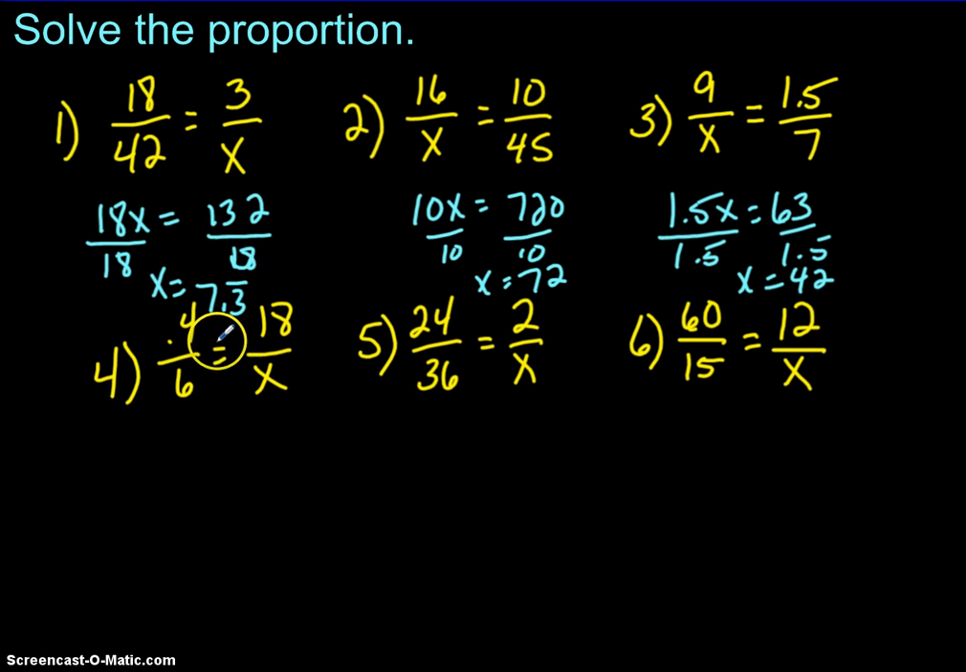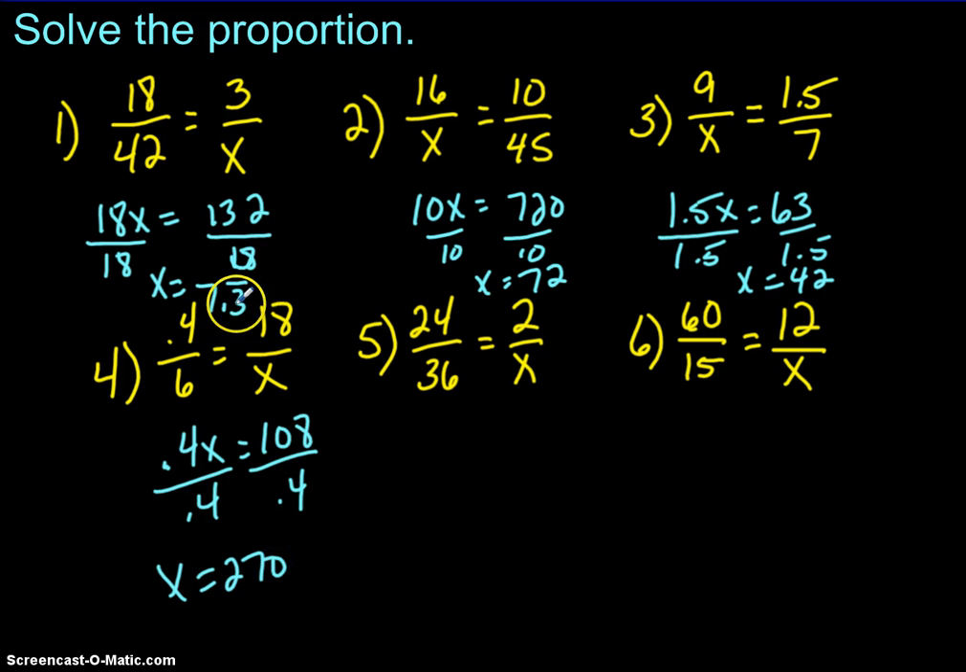Okay, let's see. We have 0.4 times x here, and we have 6 times 18, which is 108. And we're going to divide both sides by 0.4. So x equals 270. So we take the cross products. We've got a simple equation, and it's just one step. So we just divide after we do that.